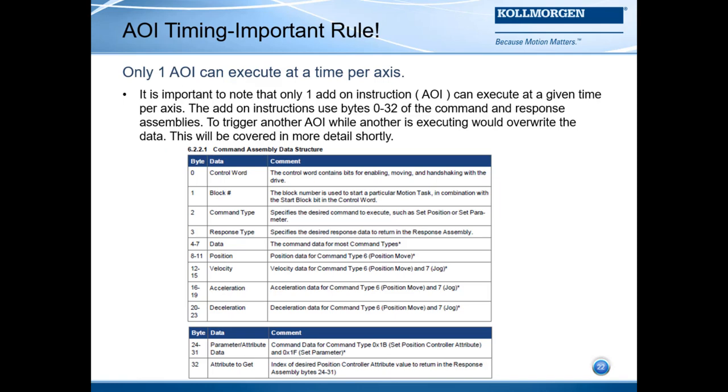Another very important rule to understand is that only one add-on instruction can execute at a time per axis. This is because the add-on instructions use bytes 0 to 32, as shown below, of the command and the response assemblies, which are tied to a specific drive and IP address. To trigger another add-on instruction while another is executing would overwrite this data. This will be covered in more detail shortly.